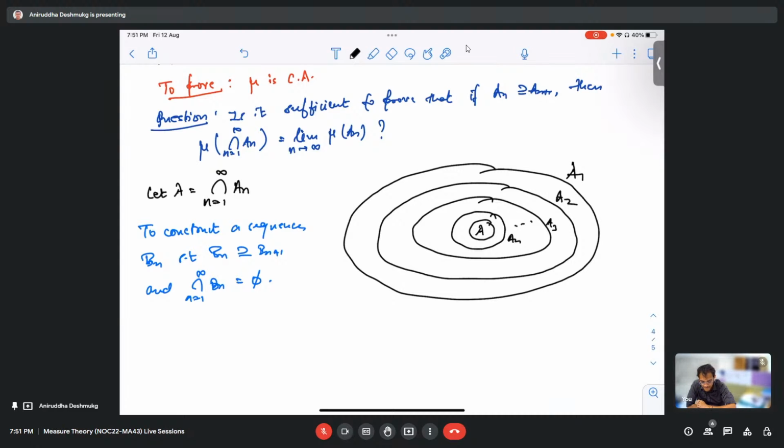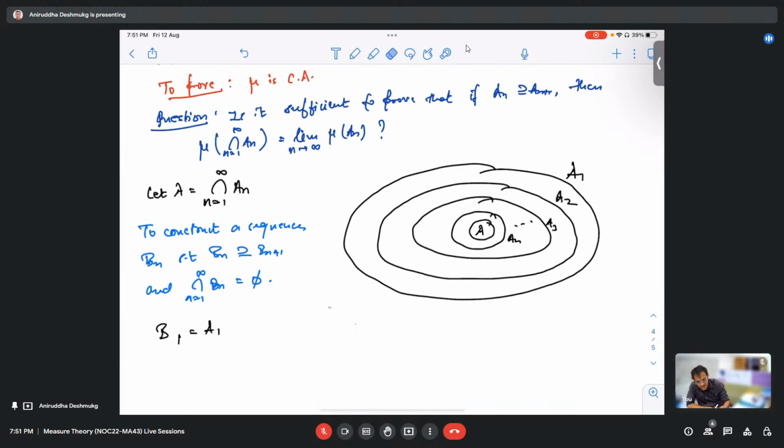So B1 equal to A1, B2 equal to A2 minus B1. See, A2 minus B1 is the collection of all elements which are in A2 but not in B1. Is that possible? This is going to be empty, right? Yes, sir, it is empty. So, see, ultimately what we want is that the intersection should be empty.